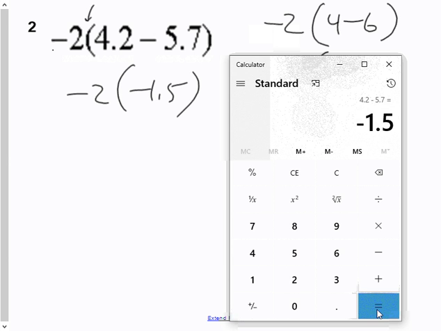And hopefully you don't need to use a calculator for this, but if you do, just go 2 multiplied by 1.5. Since it is a negative times a negative, my answer will be positive, and it's positive 3.